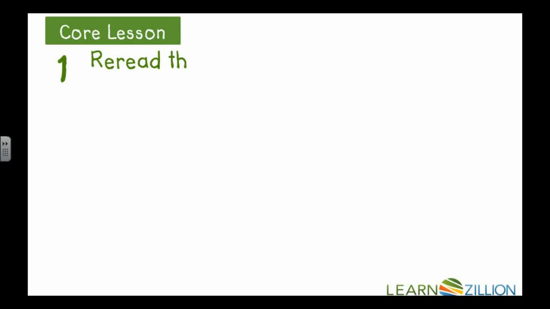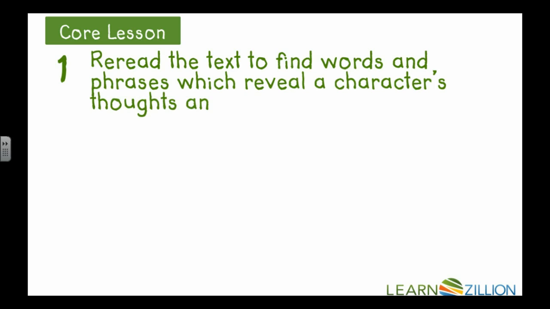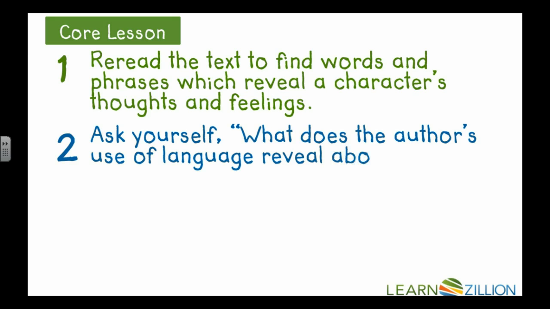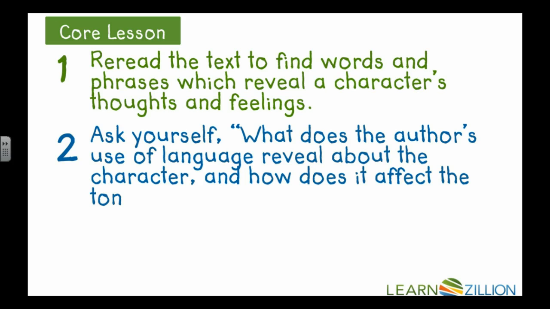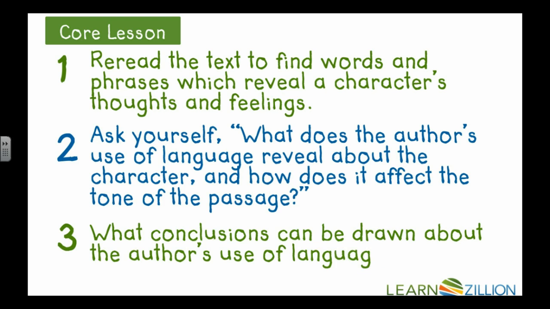In step 1, we will reread the text to find words and phrases which reveal a character's thoughts and feelings. Step 2, ask yourself, what does the author's use of language reveal about the character, and how does it affect the tone of the passage? Step 3, what conclusions can be drawn about the author's use of language? Jot down your conclusions.